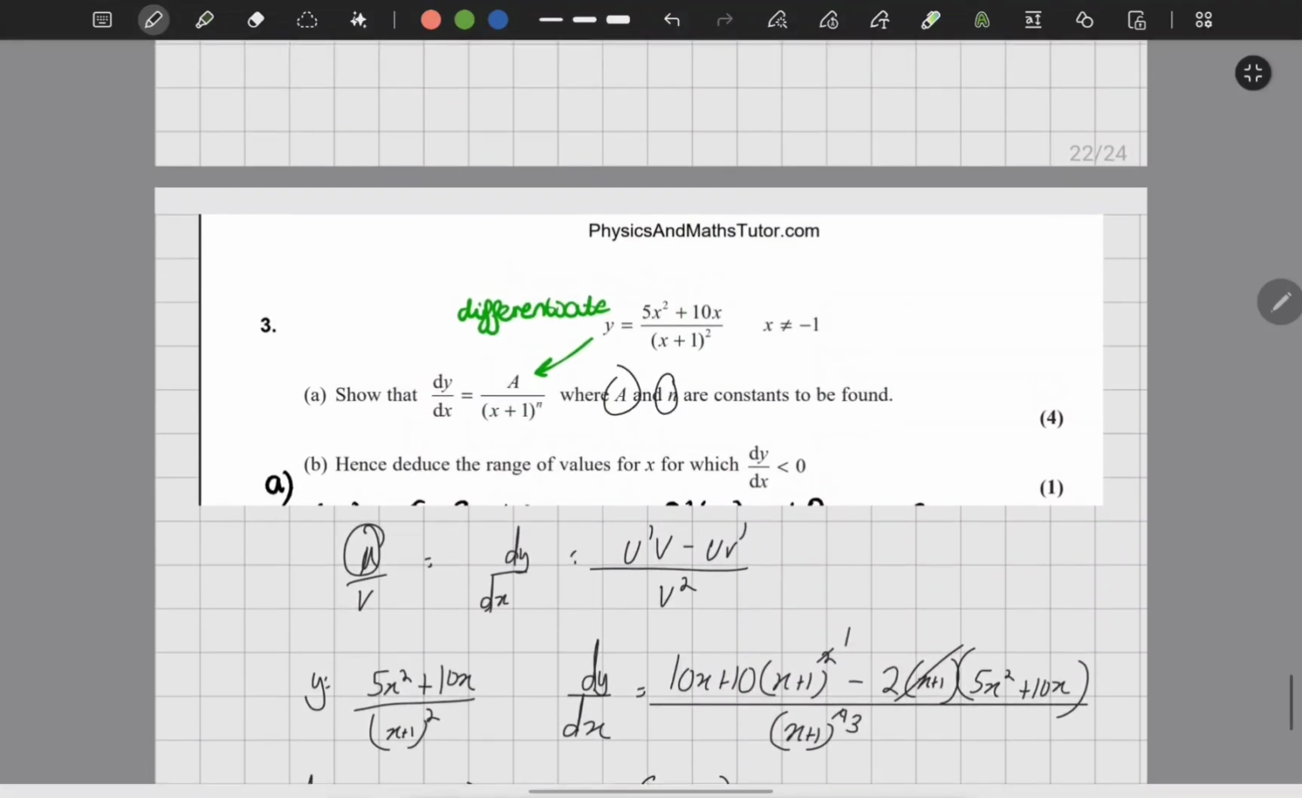Let me just check if they want anything else. No, so for our answer, we would just put x is less than negative 1. And that's our answer.